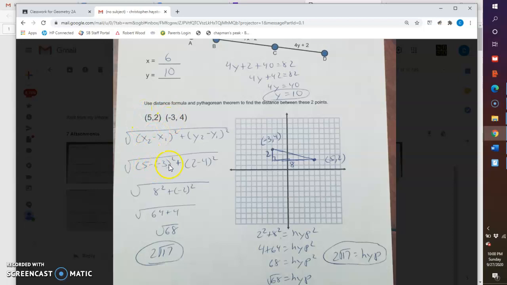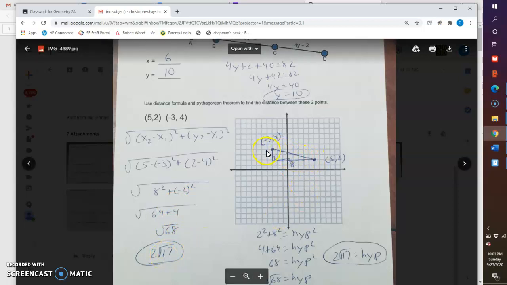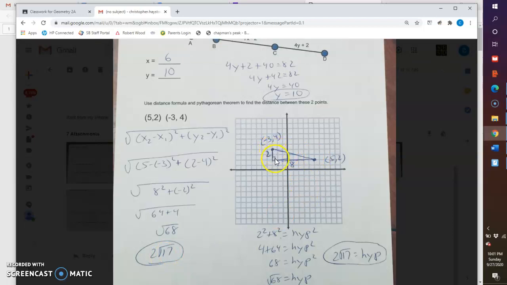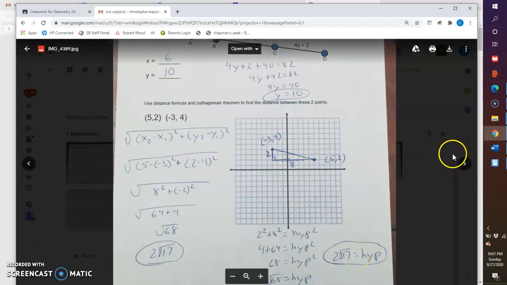So 5 minus a negative 3 is 8. 2 minus 4 is negative 2. 8 squared plus negative 2 squared is 64 plus 4, and we get root 68, which simplifies to 2 root 17. If I draw a line connecting these 2 points, I can create my right triangle and just count. Down 2, right 8, and then it becomes 2 squared plus 8 squared equals my hypotenuse squared. And I'm still going to get 2 root 17. You should be able to do these problems either way.